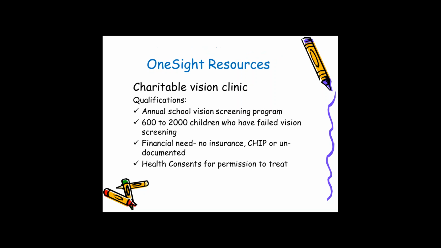So the resources that we have with the charitable vision clinic, the qualifications for that, so you guys can kind of think about when you do your school screening program and how many students you have that have a need. Qualifications for a charitable vision clinic for OnSite would be that you do have a school vision program, that you can identify up to 600 to 2,000 children that have failed, that have no financial needs, so they don't have insurance, or they have children's health insurance plan, or they're undocumented children. And the other item that you would have to be responsible for is making sure that you could get health consent and permission to treat the children.